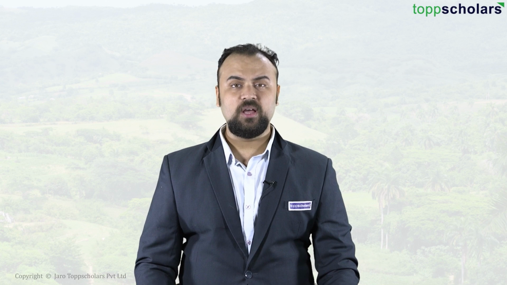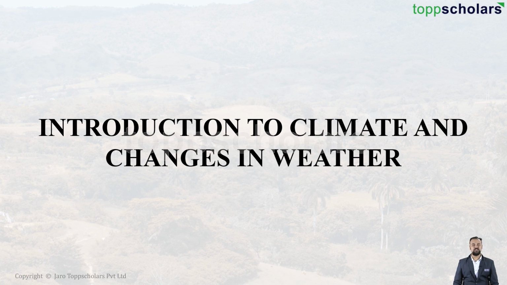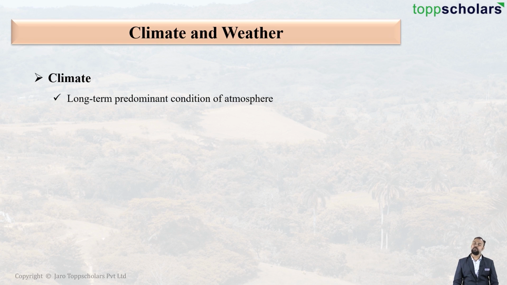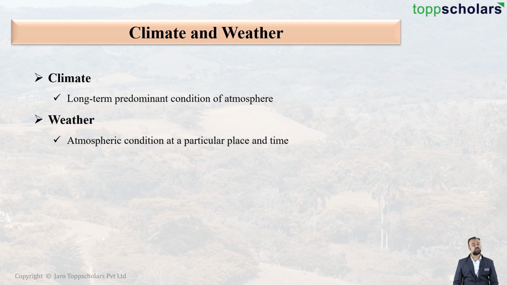Today we'll be talking about another very interesting and very simple topic, that is Introduction to Climate and Changes in Weather. Now let us first understand what we mean when we say climate. Students, climate is a long-term predominant condition of the atmosphere and weather is atmospheric condition at a particular place and time. Basically students, what changes very quickly and can change every other day is the weather, not the climate. Whereas climate is something which remains constant for a very long duration.